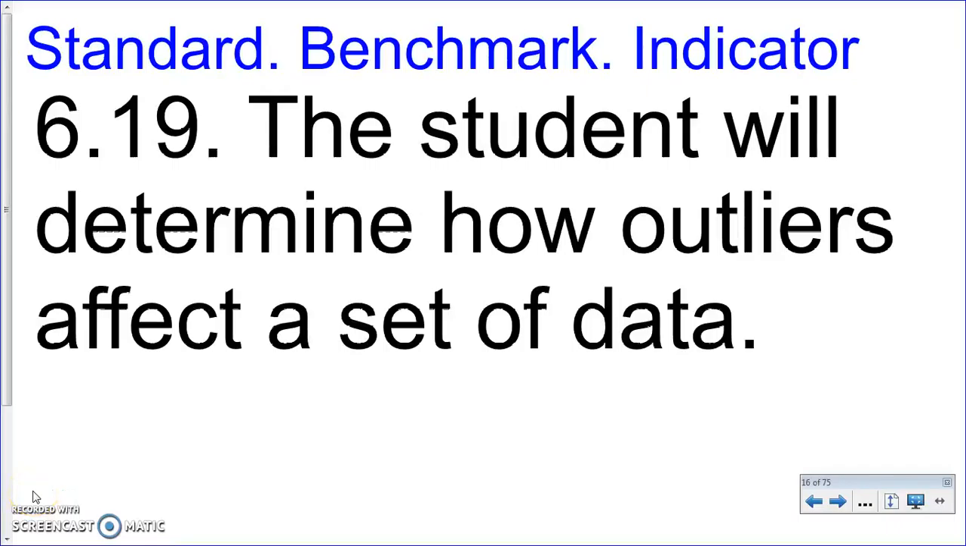Today we are learning about the effect of outliers. Please copy down the standard benchmark indicator on a clean page in your math notebook. The student will determine how outliers affect a set of data.